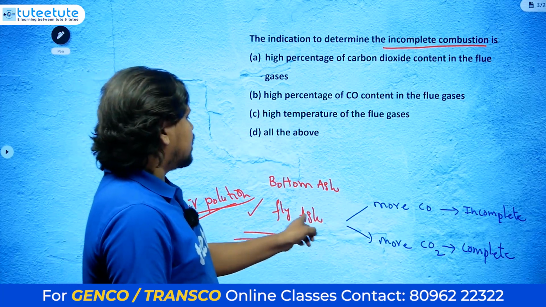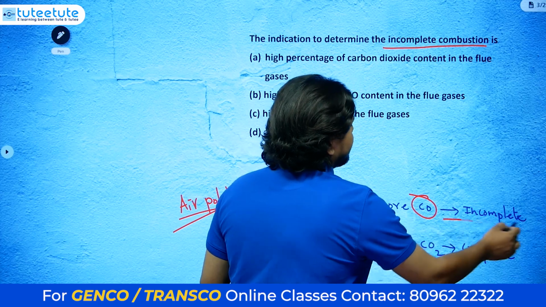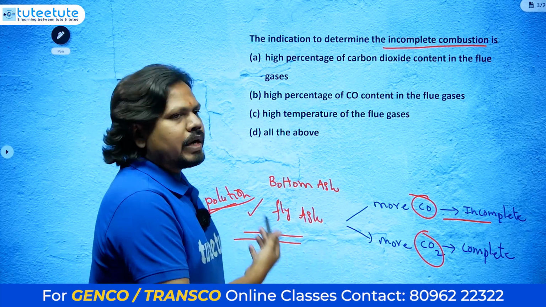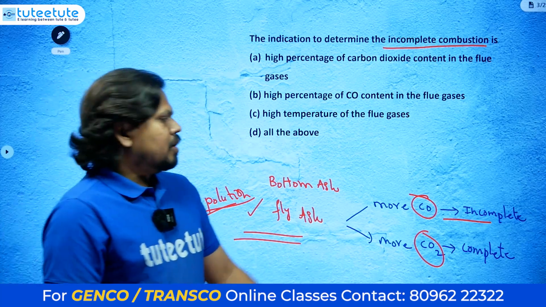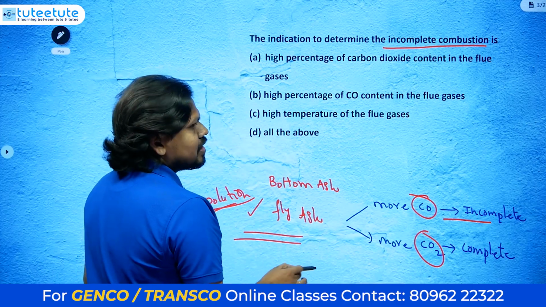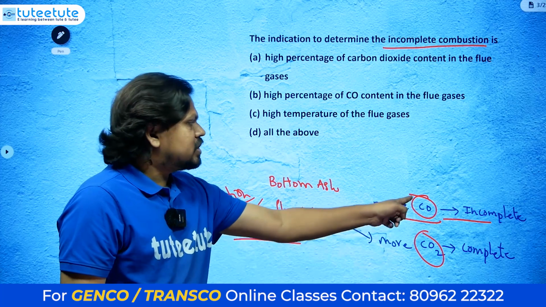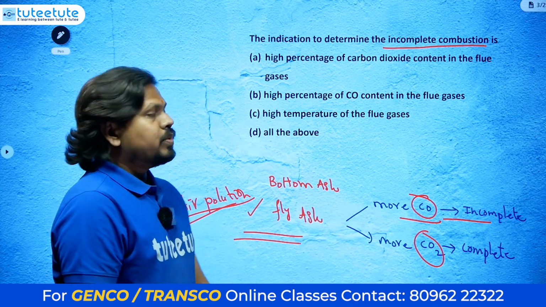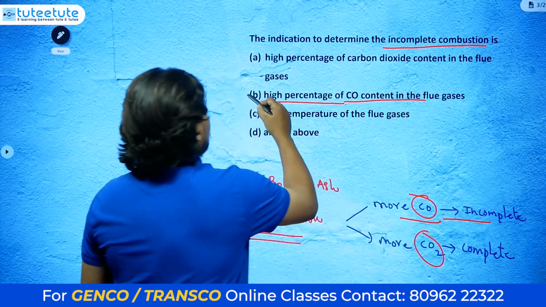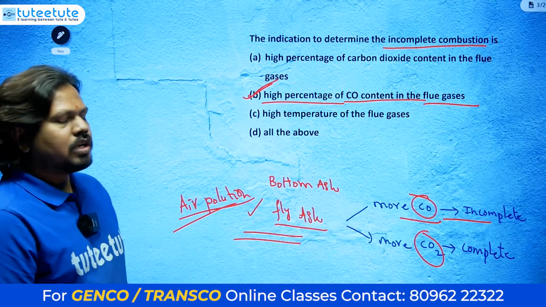What we have to analyze is the fly ash. In complete combustion, CO2 will be present. Other components also will be present, but what is more here is what we need to understand. Even whenever incomplete combustion happens, CO2 will come and CO will come and other nitrates also will come, but here CO will be more. So here we need to understand a high percentage of CO content in the flue gases. So what is this flue gas? In this fly ash, flue gases will be there. That's how we need to understand.